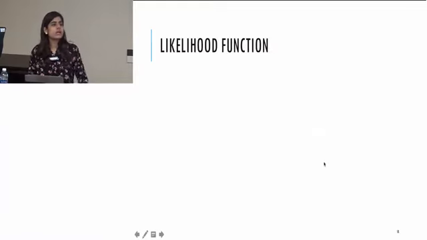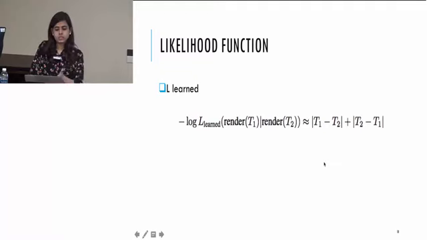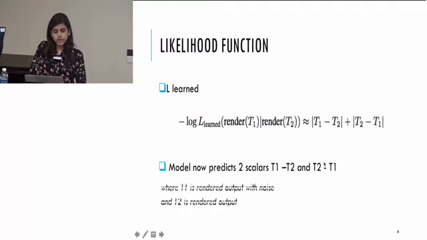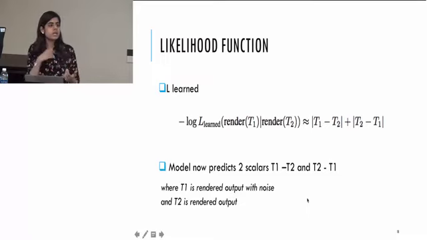So we know that the network's output is never going to match the hand drawings, right? Because they have noise and the output of the model will always have a difference. And the pixel-wise distance likelihood function will never work perfectly. So we come up with another likelihood function, L learned, which is given by this equation. Here you have T1 and T2. These are your two trace sets. T1 is the rendered output with noise, the one that mimics hand drawings, and T2 is just the rendered output. So what you want now is to make the network predict two scalars, T1 minus T2 and T2 minus T1. This basically helps it understand hand drawings as well.